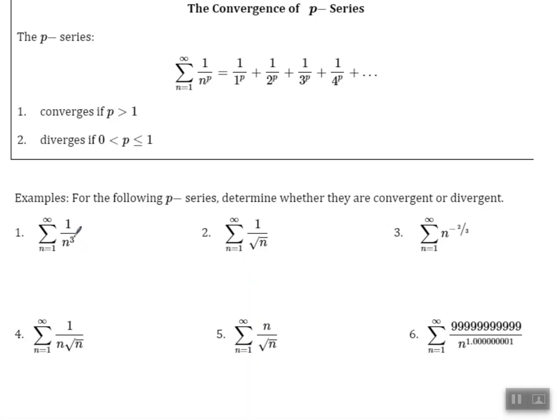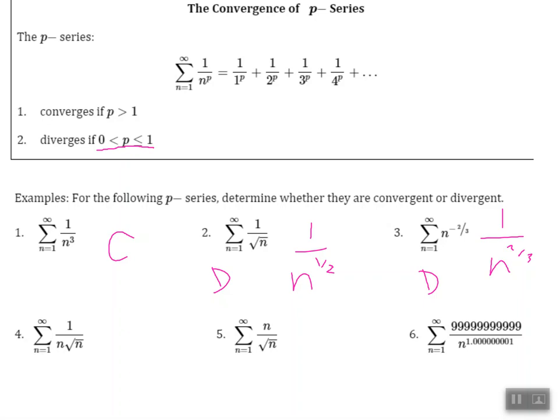All right, so the first one, I'm looking at the p-value, which is 3, and 3 is greater than 1, so it converges. This next one, I have to realize that this is the same thing as n to the 1/2, and 1/2 is in the diverges boundary, so number 2 diverges. The third one, I can rewrite by making it positive and putting it under a 1. But 2/3 still fits in here, so this diverges. This is probably the easiest test that we have that lets you know if something converges or diverges.